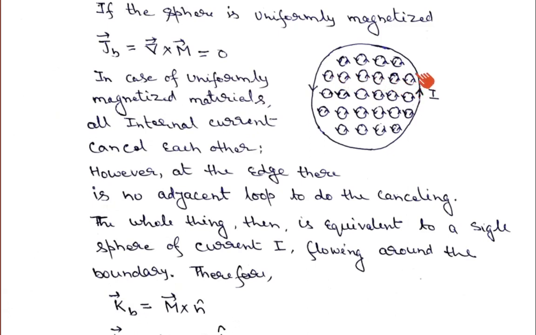But if you see here, this current is no longer cancelled. Similarly, around the whole surface of the sphere, current will remain, and inside the current will be cancelled out. So if you take the curl of the magnetization, you will get the volume bound current density equal to 0, but you will get some current at the surface of the sphere. Because there is no adjacent loop to cancel the current, you get a net current flowing on the surface of the sphere. This thing we have calculated.